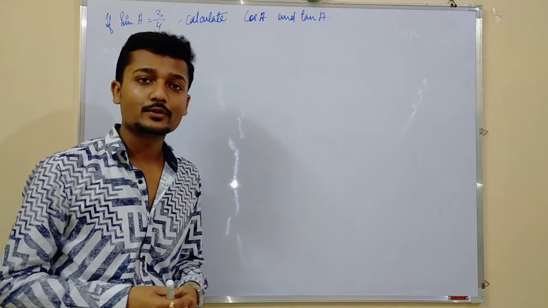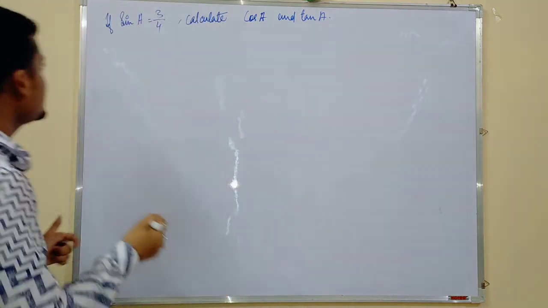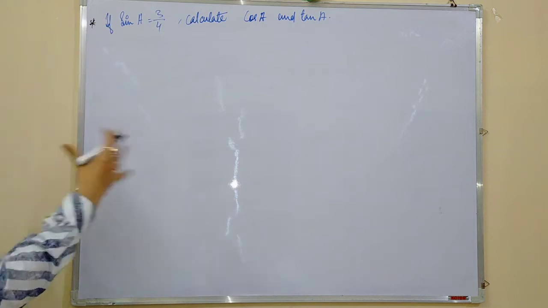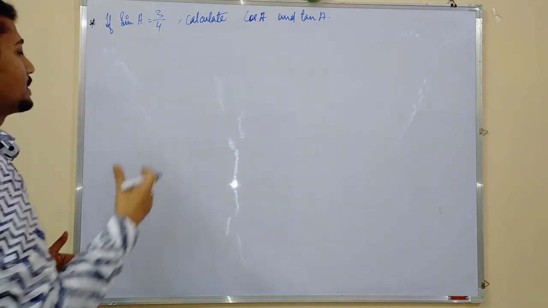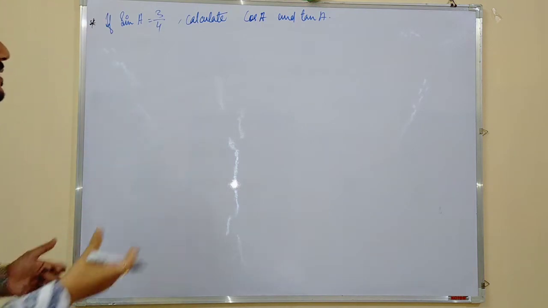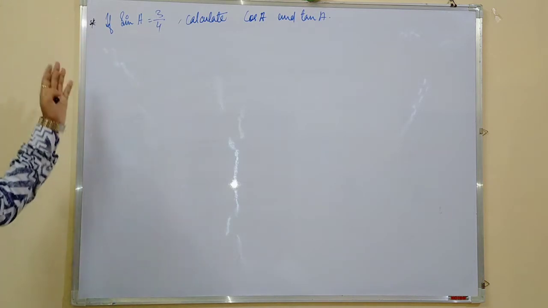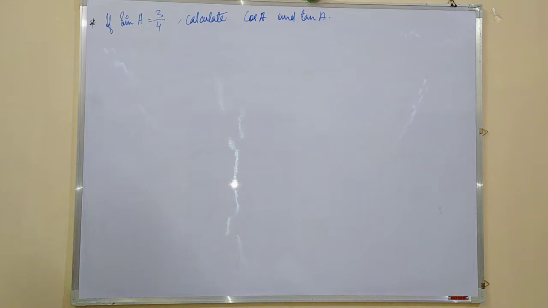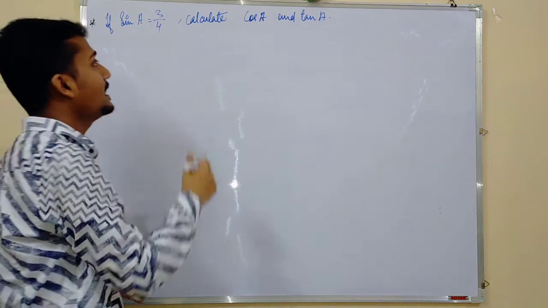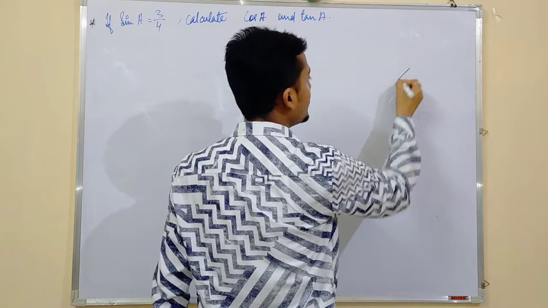So another question we are going to solve right now. This particular question, in terms of look, is a little bit different, but the concept is very much similar to the earlier concept that we are doing. That means we are still in concept 1. Sin A is equal to 3 by 4, and you have to calculate cos A and tan A. Okay, let me draw a right angle triangle.